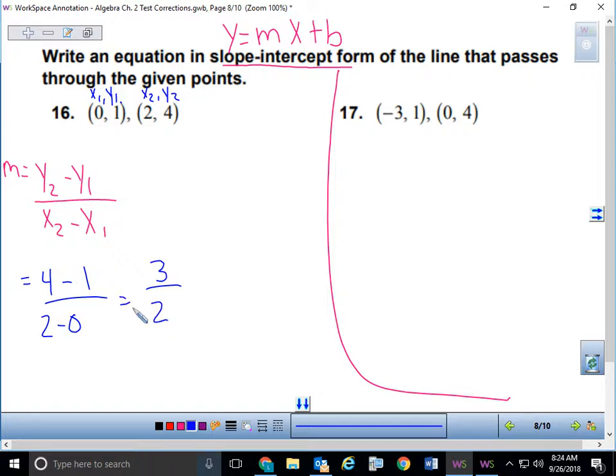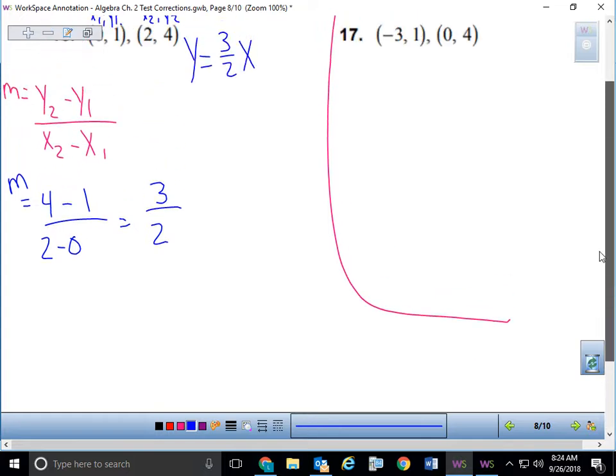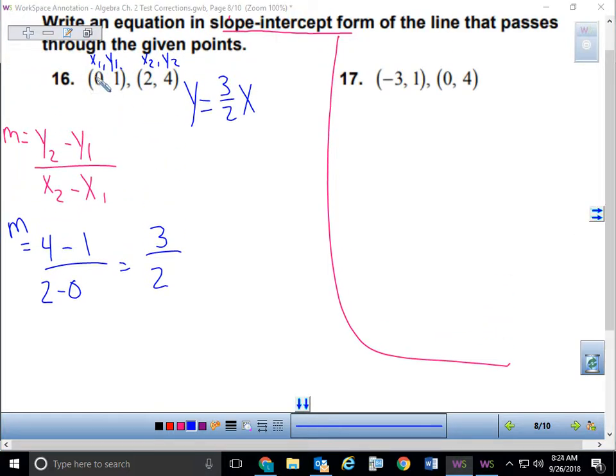So this tells me my slope of my equation. So I'm actually going to start filling this in. Y equals, trying to get mx. I know my m, that's 3/2 x. And I need to find my b. Well, to find your b, you pick one of these points. It doesn't matter, 0, 1, or 2, 4. You'll get the same answer. And you plug it into your equation. And we actually have a plus b here. And we're going to solve for b.